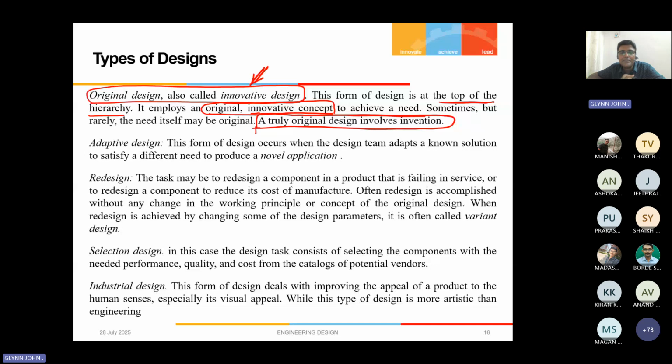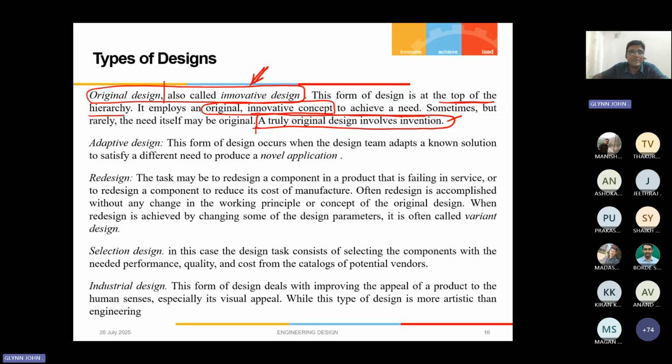Now, in some cases, you come up with something which is totally new. You did not use anything that existed, or you came up with a solution which is totally new, right? So that is an invention. In the case of an invention, you will get a patent. You can file for a patent, and you can make sure nobody copies your design, right? That's a totally different case. Innovative design is where you put together things and the solution is new, right?